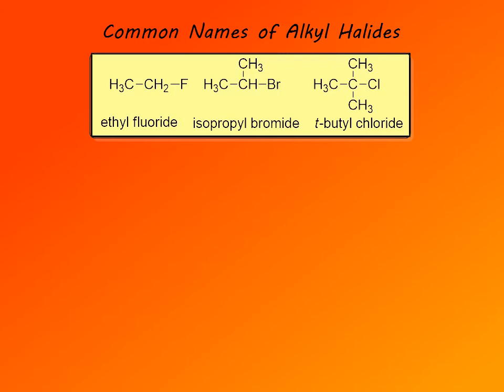First one, ethyl group, so ethyl fluoride. Second one, isopropyl group, so isopropyl bromide. And third one, tertiary butyl group, so t-butyl or tertiary butyl chloride. This nomenclature is relatively easy. It's quite commonly used, but the problem with this nomenclature is that only simple alkyl halides can be named this way. Obviously, if the alkyl group is rather large, then it's very difficult to name it as a substituent because it must have a parent chain and substituents on the parent chain, and so this kind of nomenclature becomes impractical.